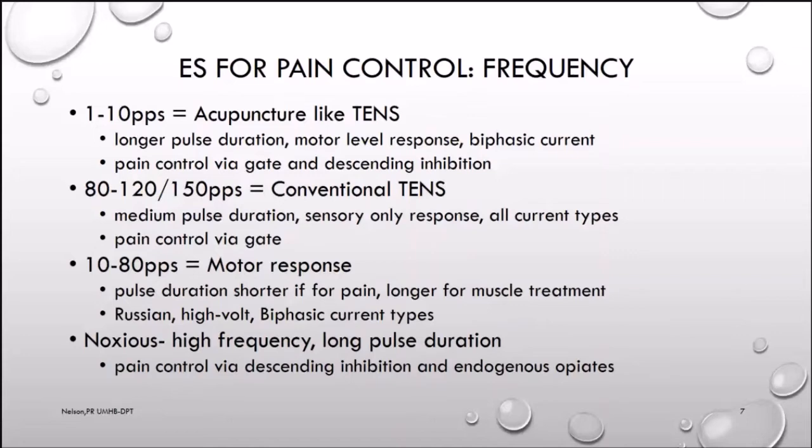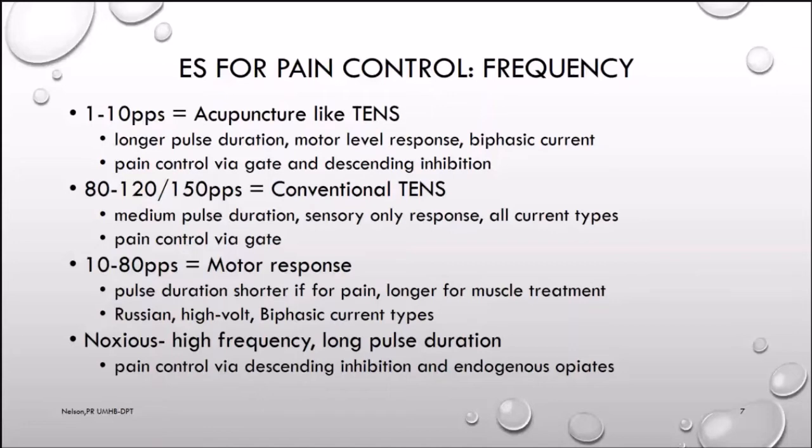So what about electric stim for pain control? When we look at frequency, there's several different options. So 1 to 10 pulses per second is considered acupuncture-like TENS. Typically that's given then a longer pulse duration. We want to have motor level response, and it's delivered with a biphasic current. And again, pain control via the gate and descending inhibition.